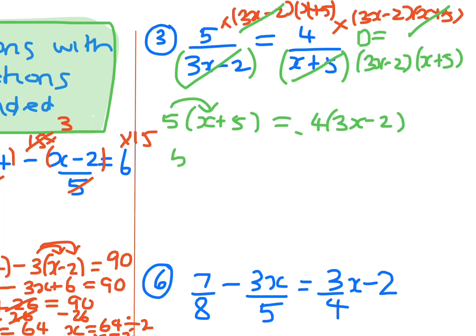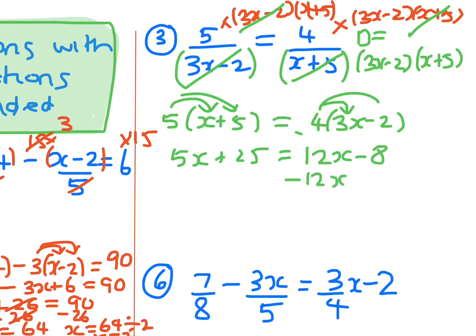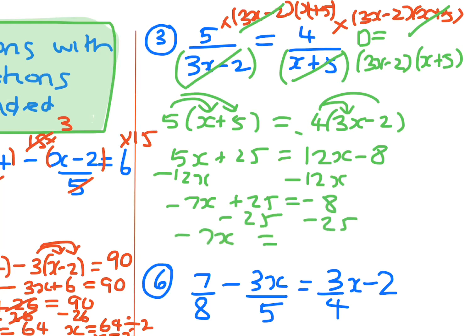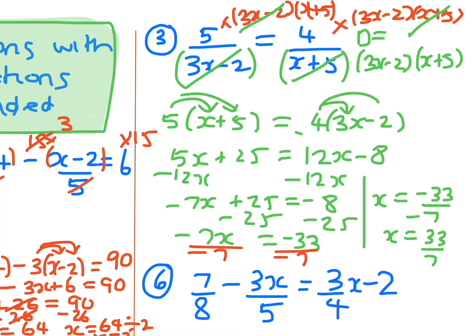And then it's just a really simple equation to solve. 5x, 5 5s are 25, 4 3s are 12, 2 4s are 8. So minus the 12x, and you get minus 7x plus 25 is minus 8. Minus 25, minus 7x equals minus 8 minus 25 is minus 33. And x will be minus 33 on minus 7, which is 33 on 7. That's because if you, for this here, you divide by minus 7, divide by minus 7.